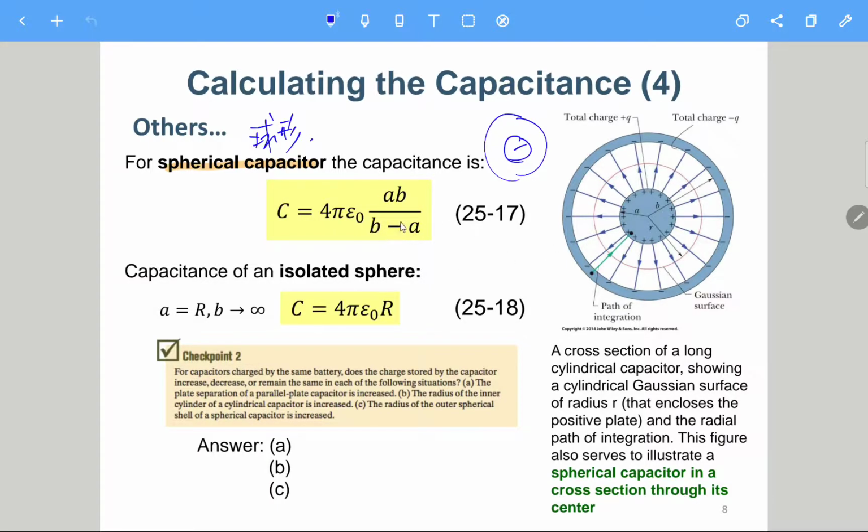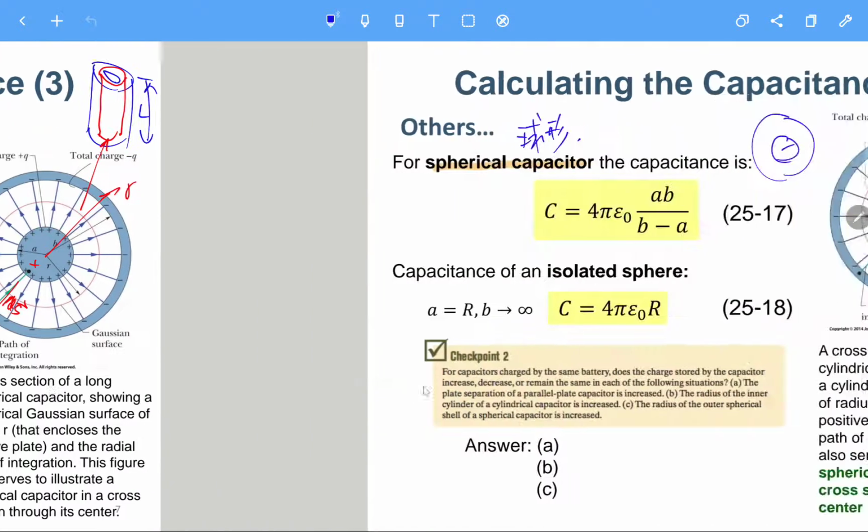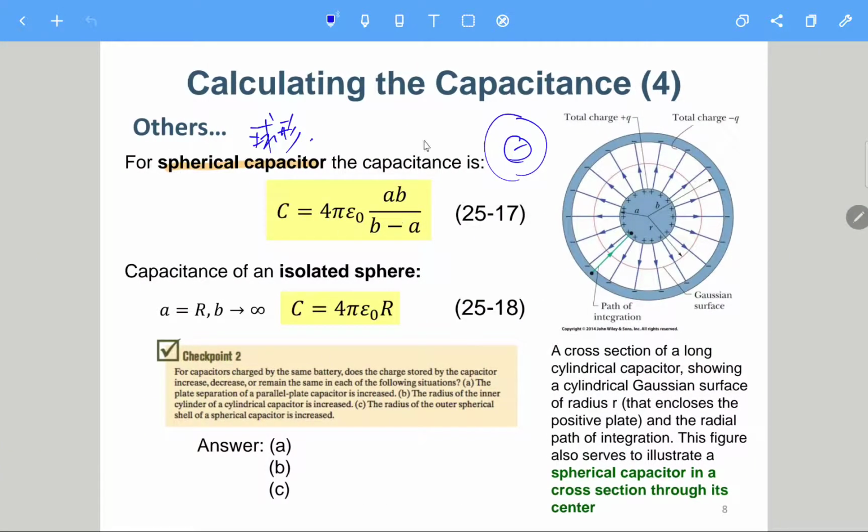So in this case, the integration is not integrating this one. Rather, it is integrating something like 1 over R squared, so that it turns out to be 1 over R. And then the expression will look like this. So you can try to do it yourself. It is not that hard. And as you can see here, the capacitance for a spherical capacitor is like this.